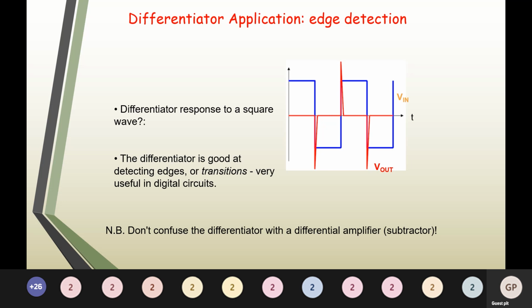Since we are giving the input to the inverting terminal of the op-amp, that is why you have the reverse one. That's why the spike is reversed.